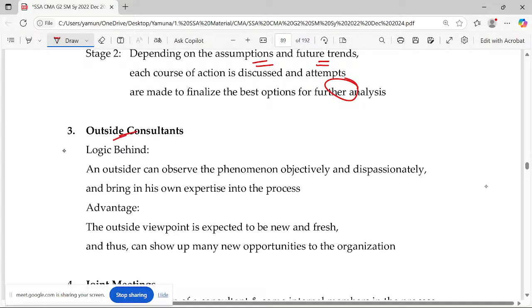Outside consultants, yeah. This is most of the cases. It happens, other than in large organizations, mostly in medium organizations, where instead of having my own experts in my organization, I hire them, because having your own experts in your organization is not an easy job. It's a costly one. Okay, so what I do is I go for outside consulting. So if you are a practicing cost accountant in the future, your job will be this.